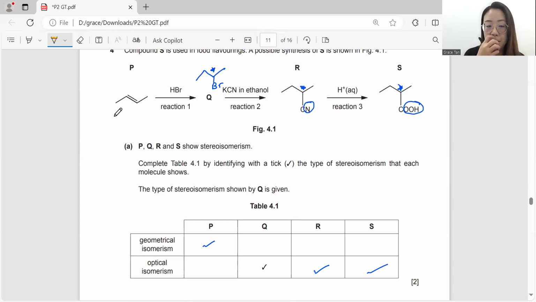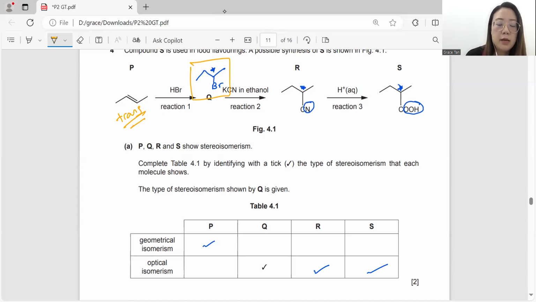Okay, so let's look at P here. P will show geometrical isomers. All right, and the structure of P drawn here is the trans version. Okay, it's just that they never draw the cis, they draw the trans version. Now, Q, I draw already after putting HBr. This is my Q here. You can see there's a chiral carbon. All right, so therefore, optical isomer, they tick for you.